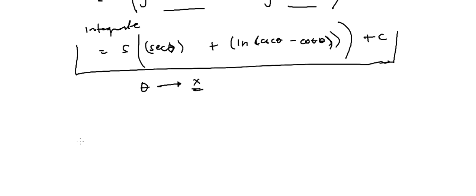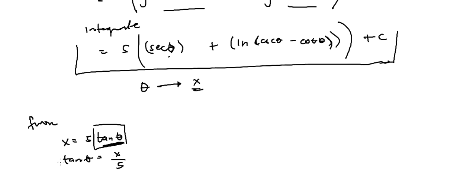From our information last time, x is equal to 5 tangent theta. And we need to find the value of our theta. No, there's no theta here, so we need to think of something. So let's find tangent theta. So tangent theta is equal to x all over 5.